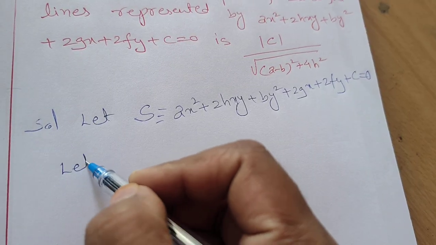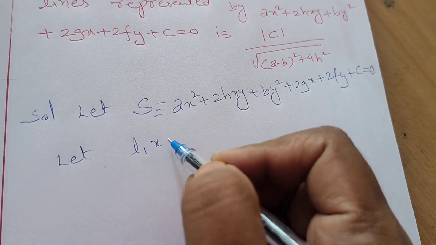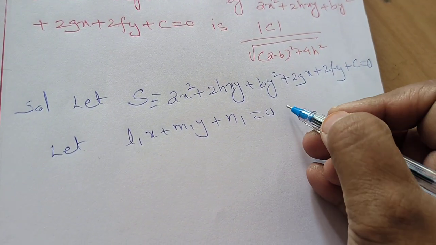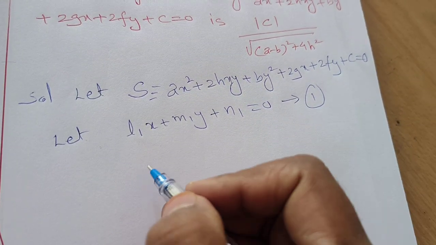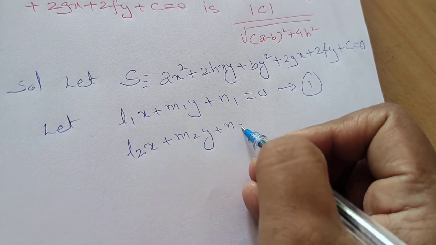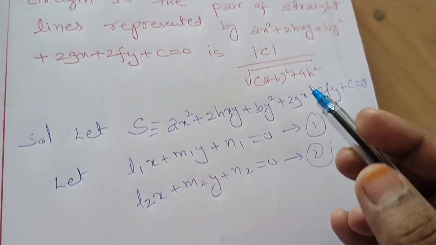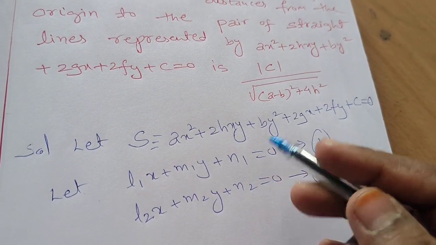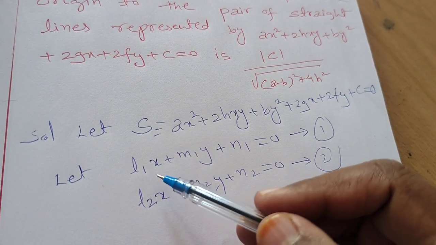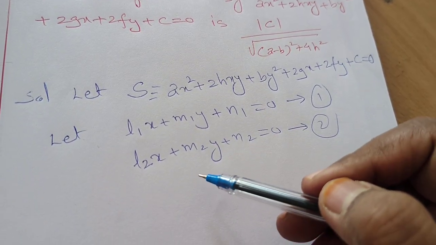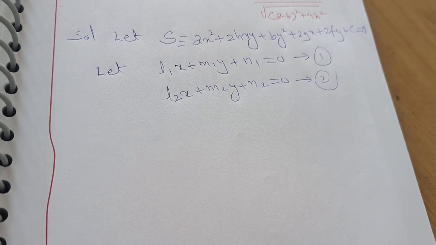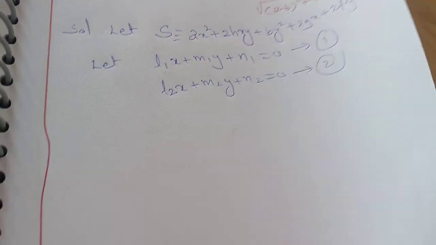Here we are taking the first equation, let L1x plus M1y plus N1 is equal to 0. This is equation number 1. And the second equation we are taking L2x plus M2y plus N2 is equal to 0. Now we have to take the product of these two equations, which means the given second degree equation is equal to the product of these two lines. I will write on the next page.